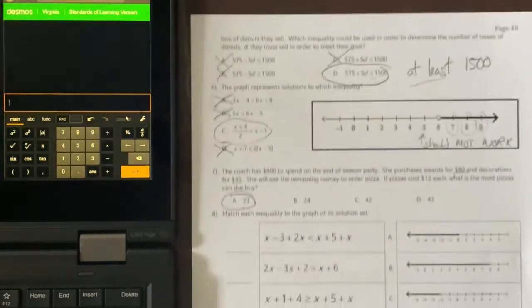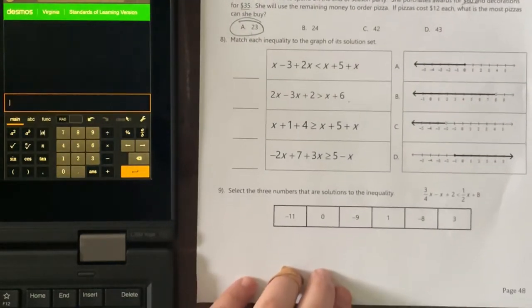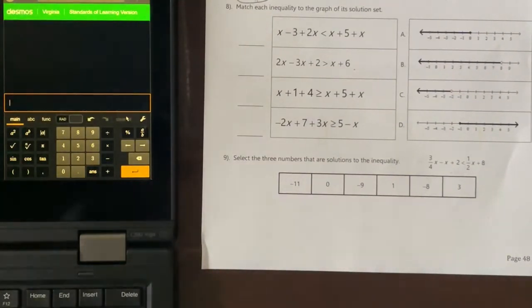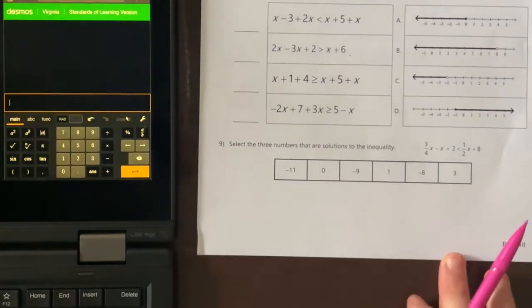All right, moving on to number 8. Let me make sure, perfect. For number 8, it says match each inequality to its solution set. All right, so let me actually crunch some of these out for us.